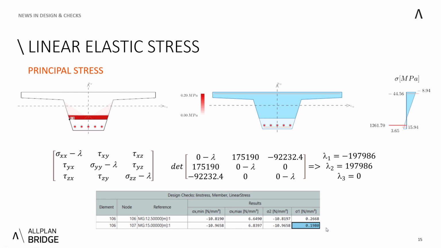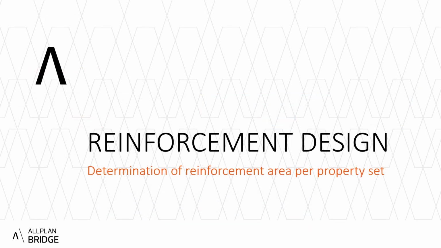And yes, of course, there is a little bit of difference between this graphical representation, which is much more rounded. But if you go to the table results, there you can see it also for the 4 digits, and you can see that we are really well aligned between the hand calculation and the results of Allplan Bridge. So that's the part for the linear stress calculation.